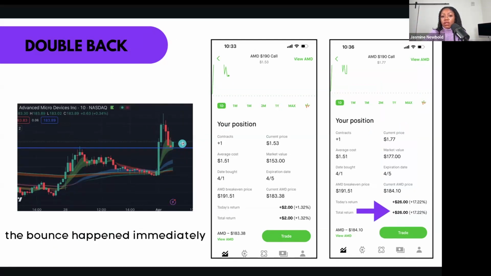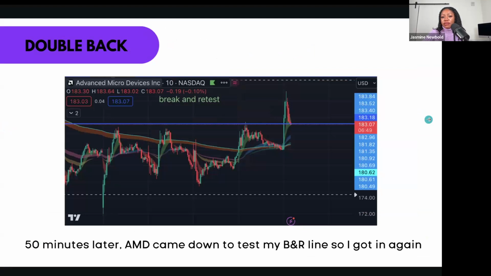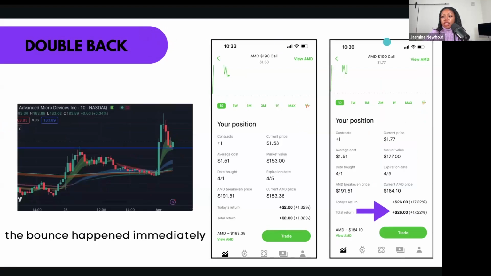This small, tiny candle. I was only in for 3 minutes. Yeah, it's the same contract. I got the same contract again. So I guess that's why I called it double back, because I doubled back. Got the same contract, different strategy. Now the contract, I paid $151 for it, and I was able to sell it for $177 and just made another $26 on top of what I just made an hour previously.